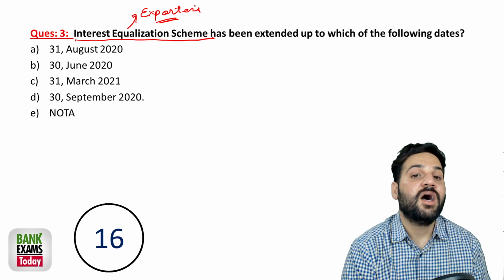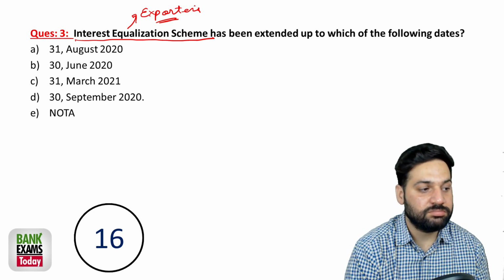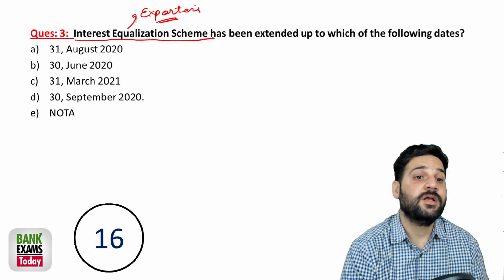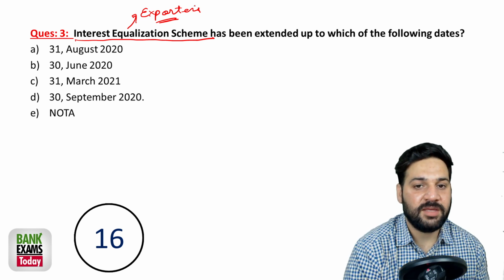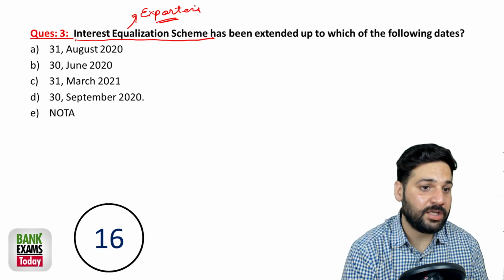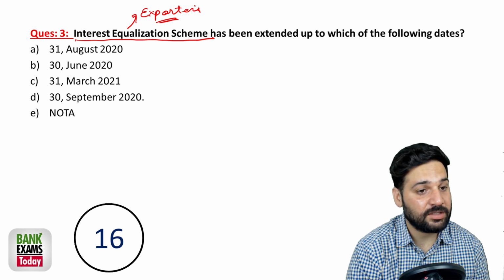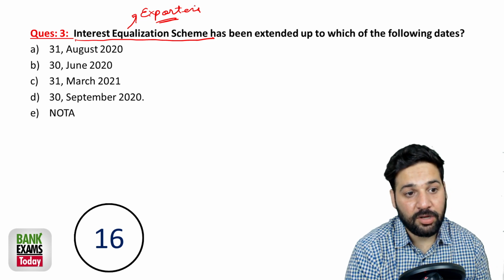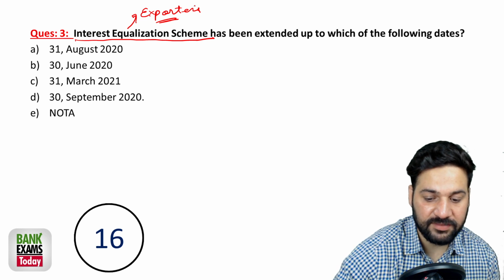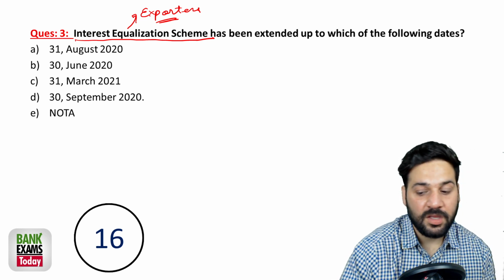Obviously in our country, we need more exports, right? The economy is in a bad shape. So the interest equalization scheme has been extended to which of the following dates? 31st of August 2020, 30th of June 2020, 30th of March 2020, or 30th of September 2020, or none of the above? Which of the following is the correct answer?